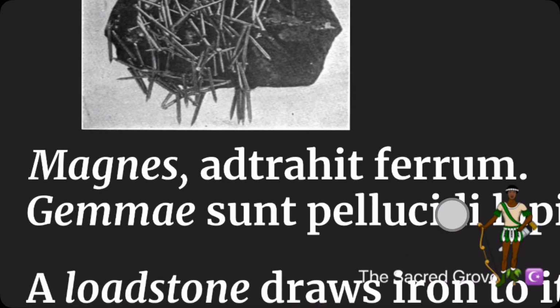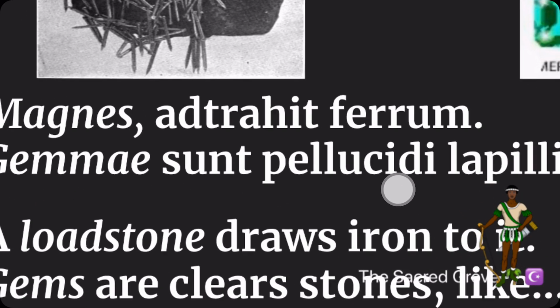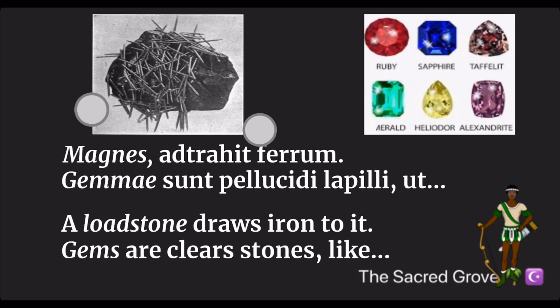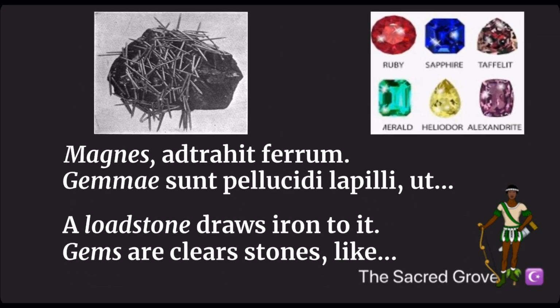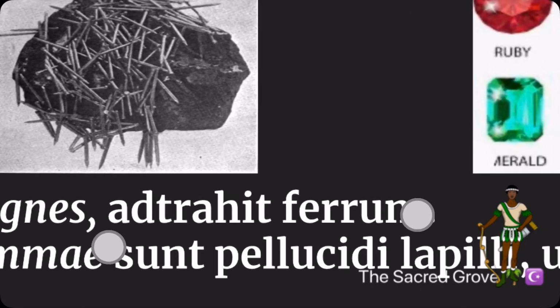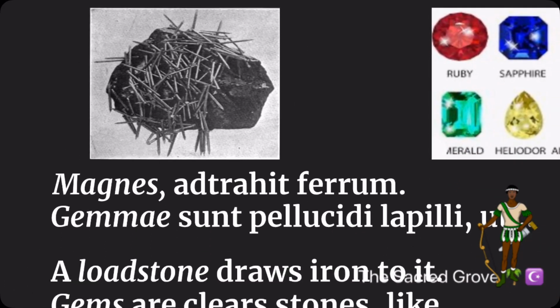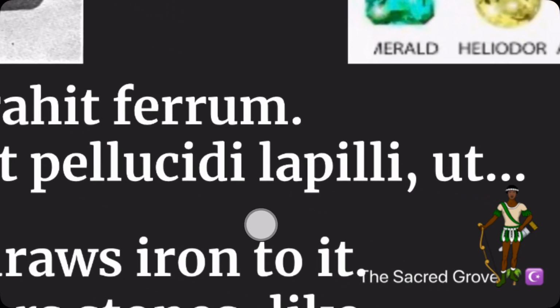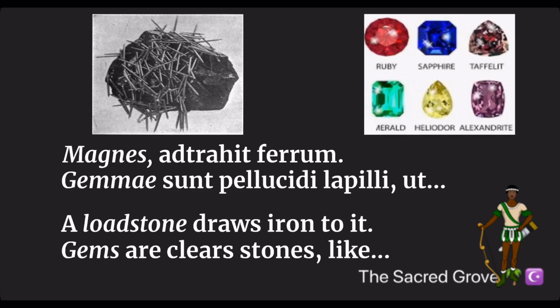Magnes attrahit ferrum, gemmae sunt pellucidi lapilli, ut. A lodestone, magnes, draws iron into it. Attrahit, which draws into, joins up into something. Ferrum, iron. So a lodestone draws iron to it. Gems, gemmae, are clear stones, like sunt pellucidi, clear, lapilli, stones. Ut, like.